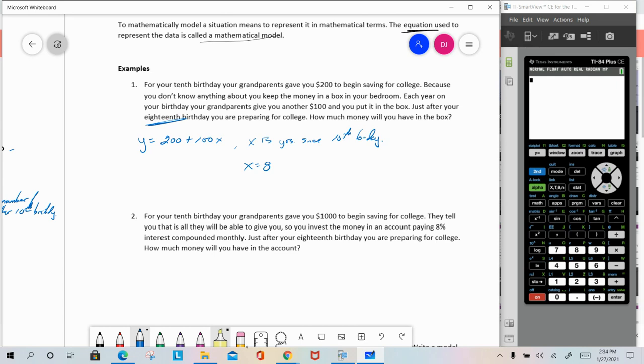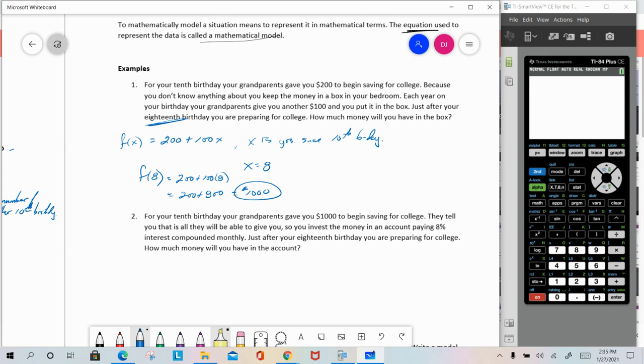So the amount of money, and since this is a function, we can replace the Y with f of X. So f, the amount of money, when X is 8, after your 18th birthday, is 200 plus 100 times 8, or 200 plus 800, you would have $1,000. Don't spend all that money in one place on college. You would have $1,000 in the box, and you're going to say thank you very much to Grandma and Grandpa.